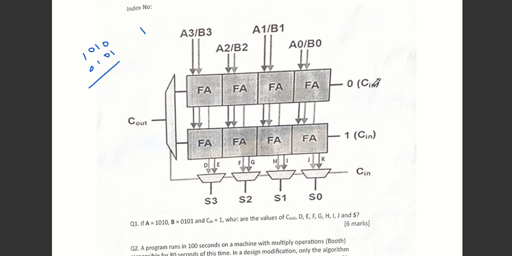It says, what are the values of C out, D, E, F, G, H, and S up to S? So what we first do is evaluate the expression with C in equal to 1. So 1 plus 0 is 1. 1 plus 1 means it's 0 remainder 1. Then 1 plus 1 is 0 remainder 1.